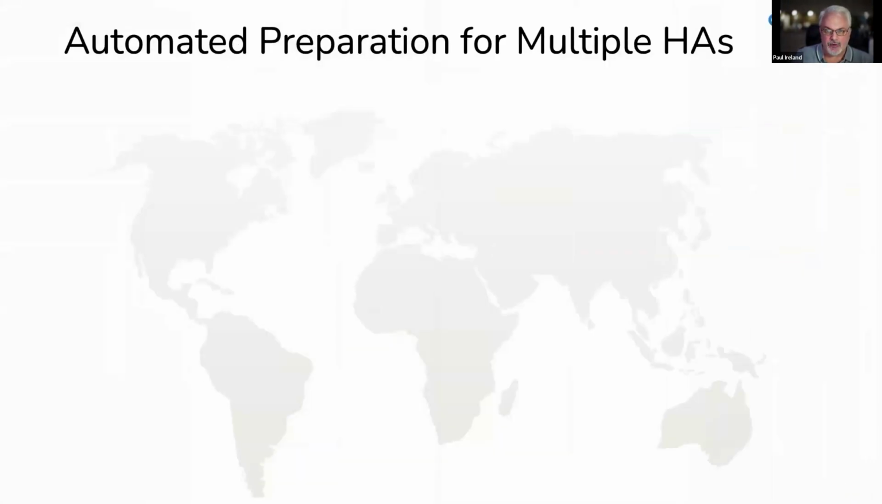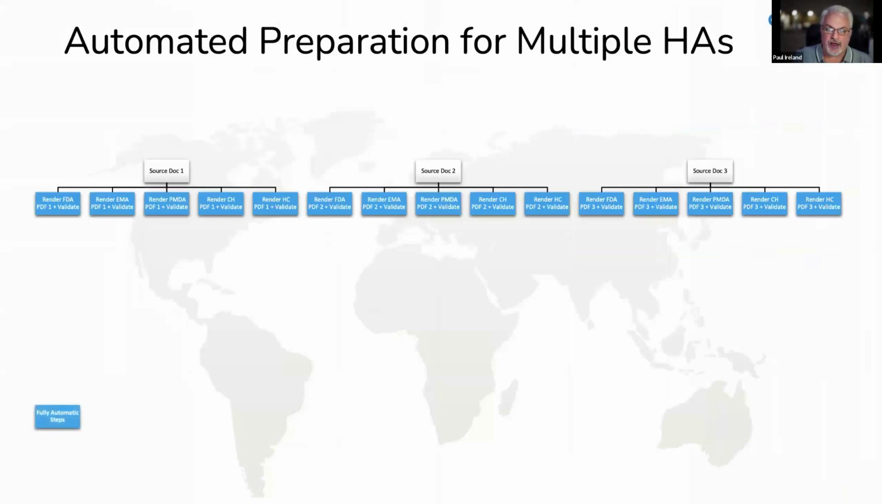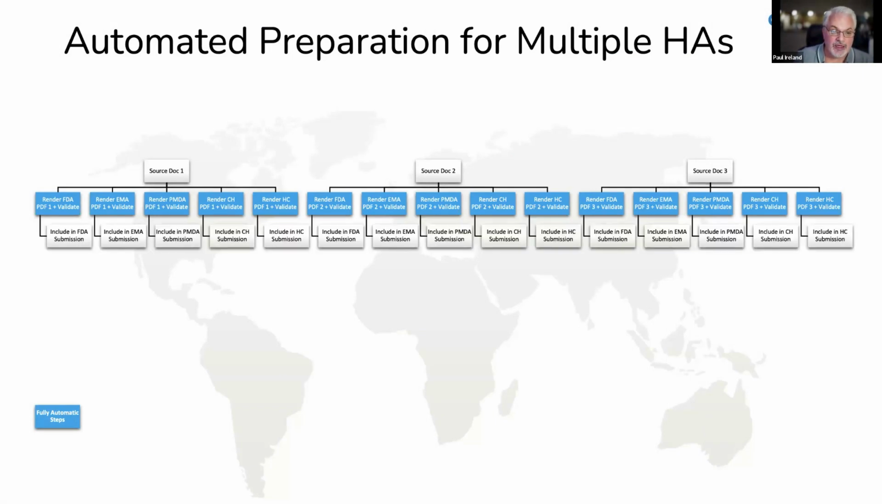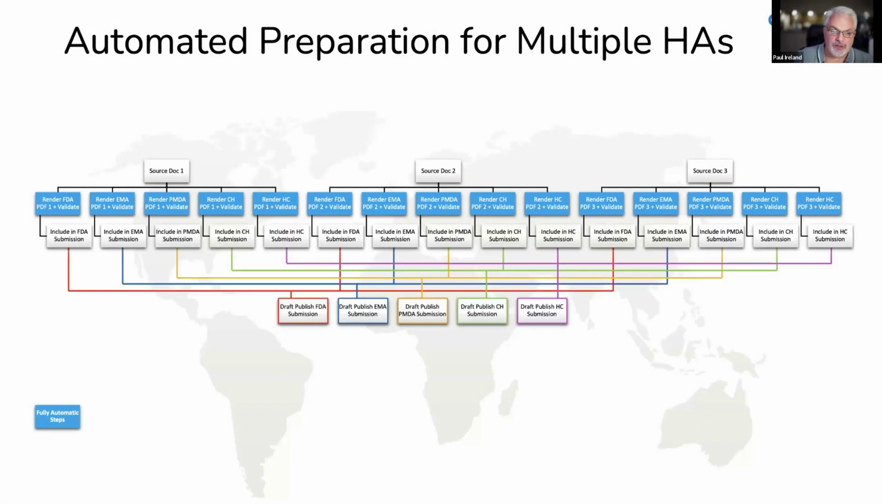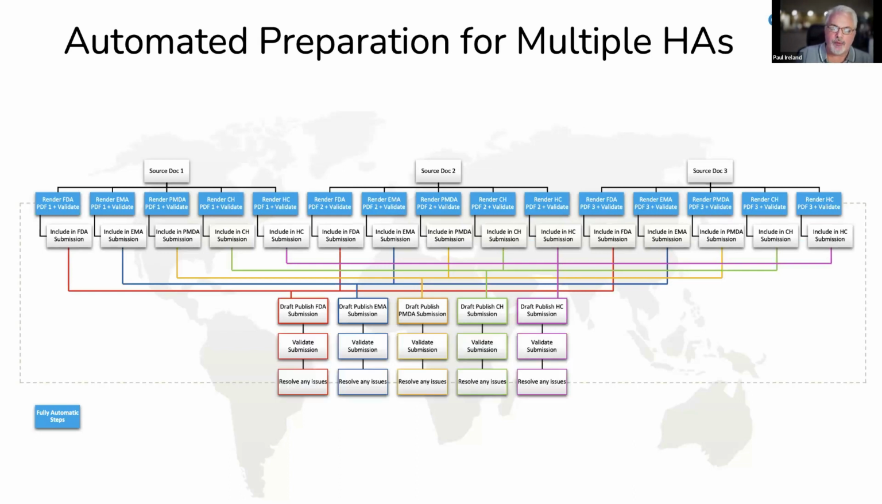So if you took a look at that high-level process, taking the 3 source documents, going to 5 different health authorities, if you can remove those manual steps and include them in that automated process for when the doc content is rendered, you could automatically have 5 renditions created to slightly different specs for each health authority where that content is going to be used. That's then included in the relevant submissions. A draft publish is performed and validated, and then you potentially go back and resolve.